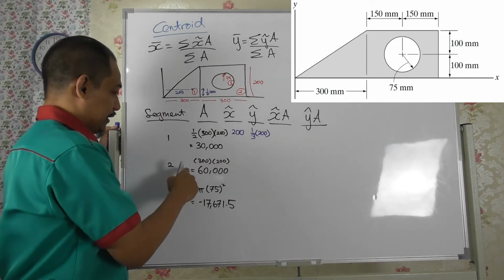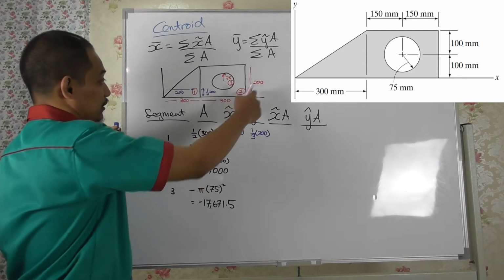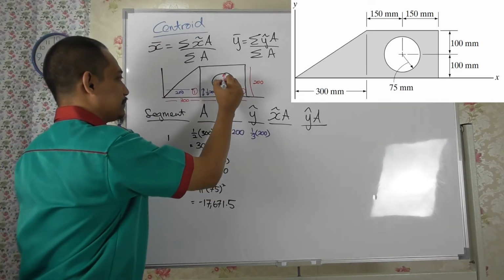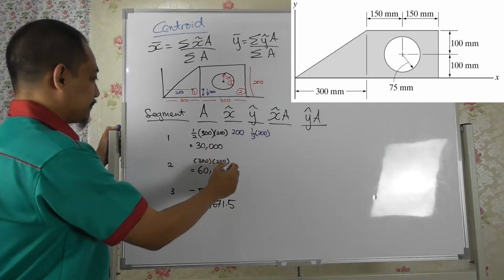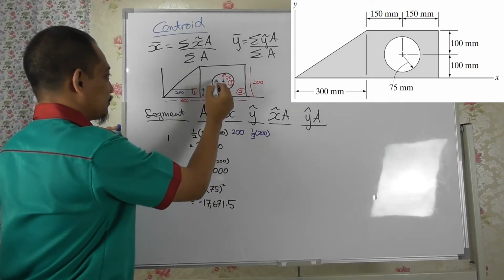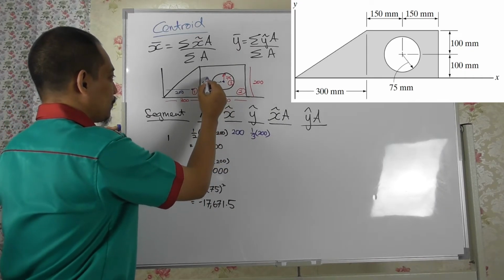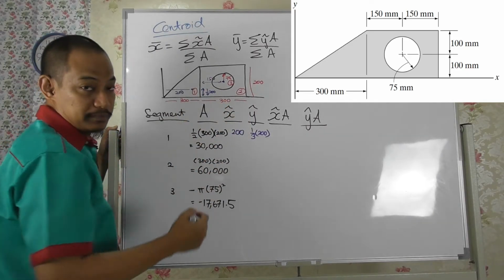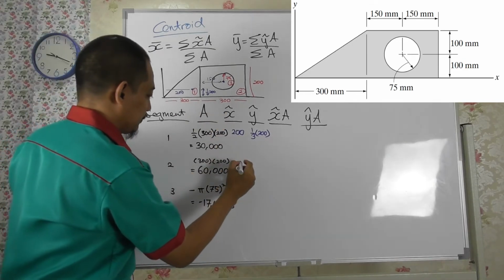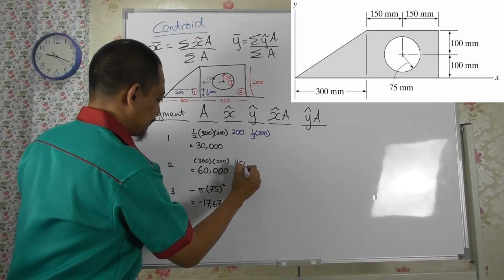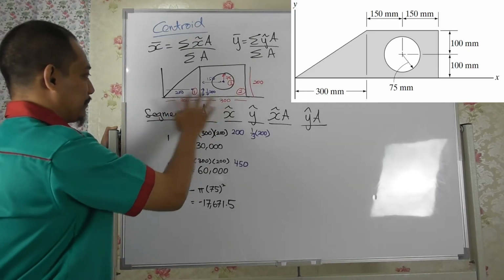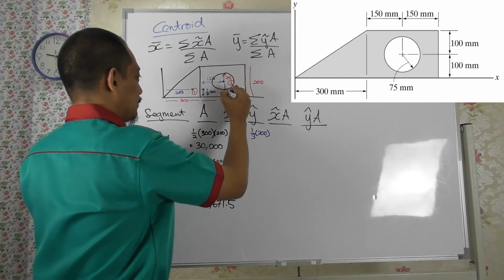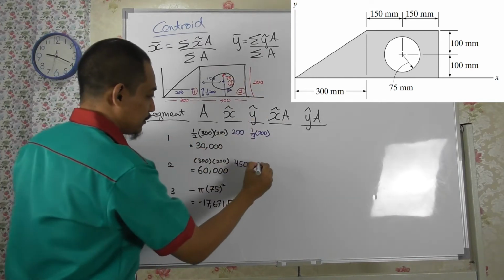Okay, what about area 2? This rectangle is at the center here. So what is the x coordinate? This one is 150, half of 300. But the coordinate, you have to add this 300, because it's a coordinate. So it becomes 450, which is 150 plus 300. And then the y coordinate is just half of that, so this is 100.